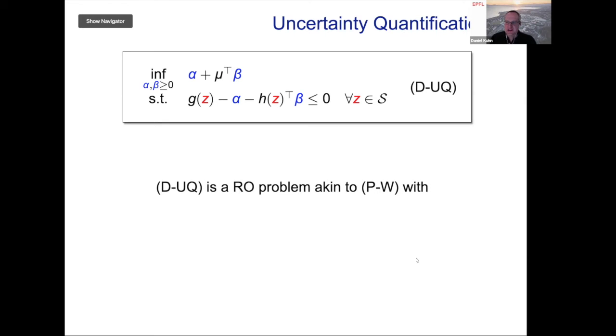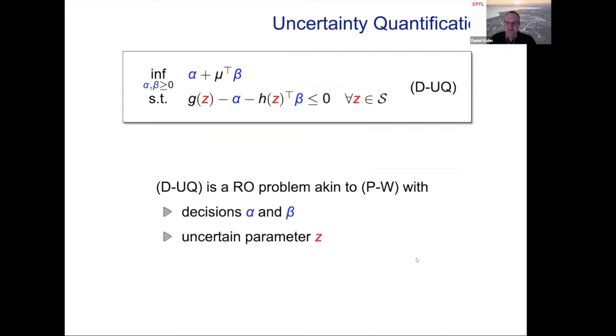So what is remarkable about this dual uncertainty quantification problem is that it has the flavor of a robust optimization problem of the type PW, like the primal worst we studied in the previous part of the talk. Only here, the decision variables are the Lagrange multipliers alpha and beta. The uncertain parameters correspond to Z, naturally, and the uncertainty set corresponds to the support set, the script S.